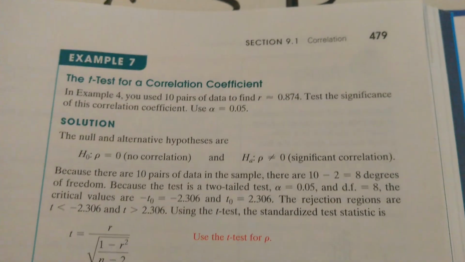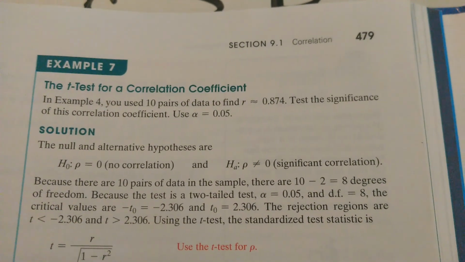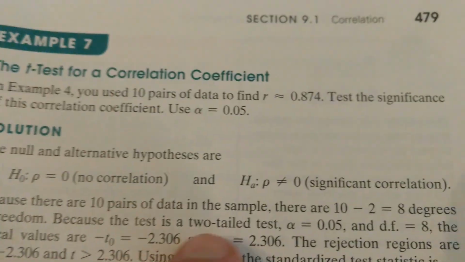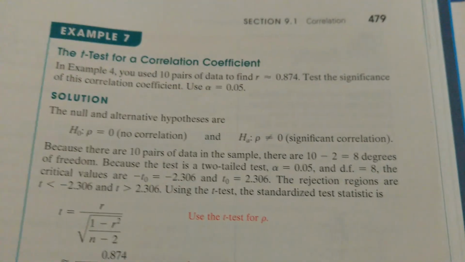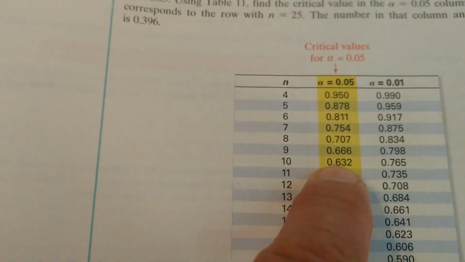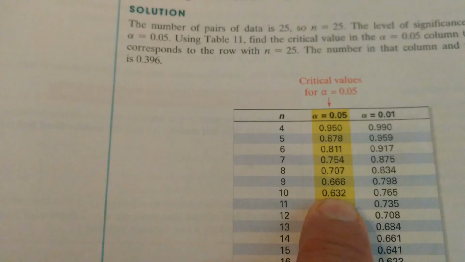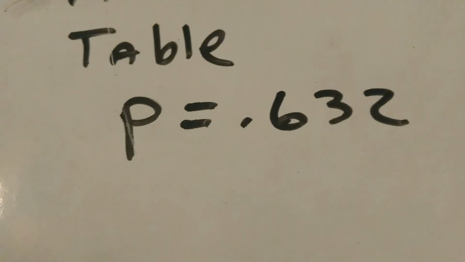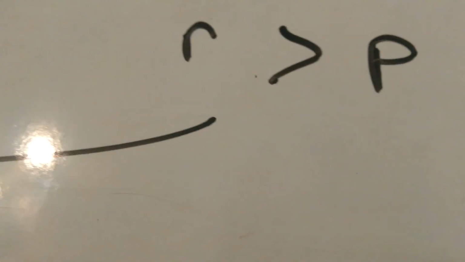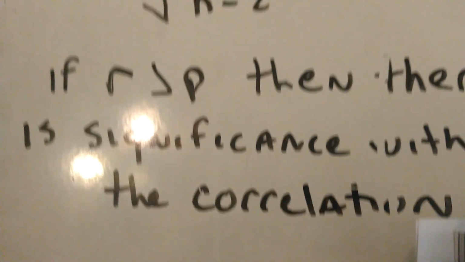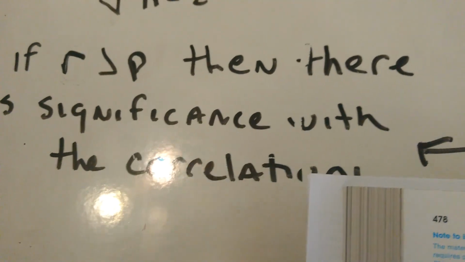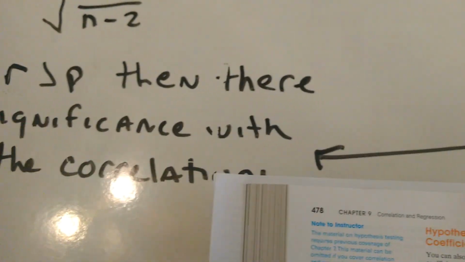Working another problem, here it says example 4: you use 10 pairs of data to find r is approximately 0.874. Remember the wavy lines mean approximately. We're using alpha 0.05. So again, we come here. We've got n of 10 and 0.05, so we get a value from the table of 0.632, which is right here. And we can see that r in this problem is larger than the table value. As a consequence, there is significance with the correlation between these two variables. That's really all there is to it.